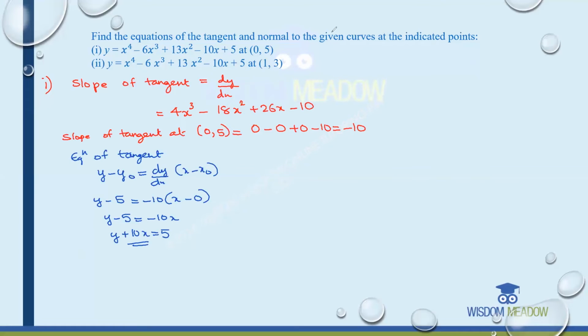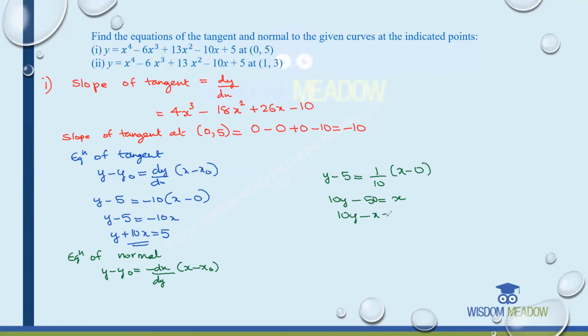Now to find the equation of the normal, that's going to be y minus y naught equal to the slope of the normal, which is the negative reciprocal of the tangent's slope since it's perpendicular to the tangent, into x minus x naught. So y minus 5 is equal to the negative reciprocal of -10, which is 1 by 10, into x minus 0. Cross multiplying, I get 10y minus 50 equal to x. So 10y minus x is equal to 50. That's how you solve for the first part.